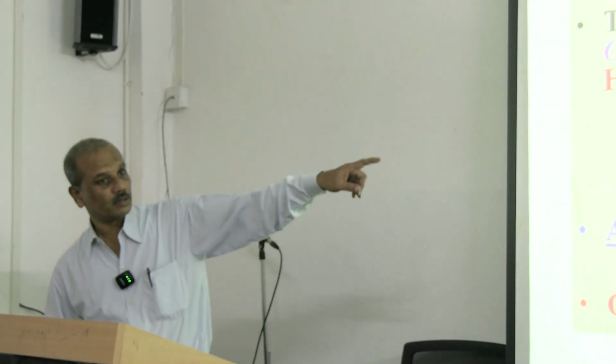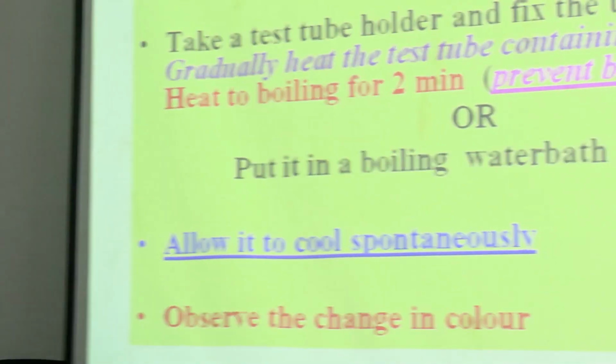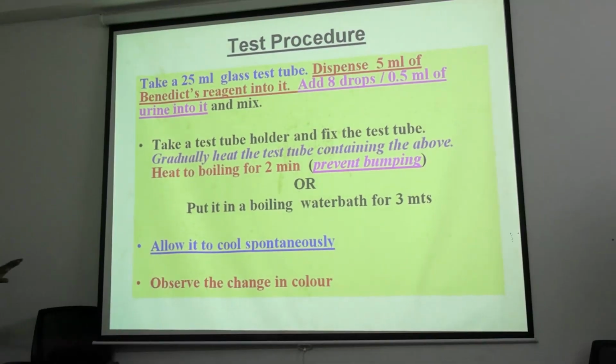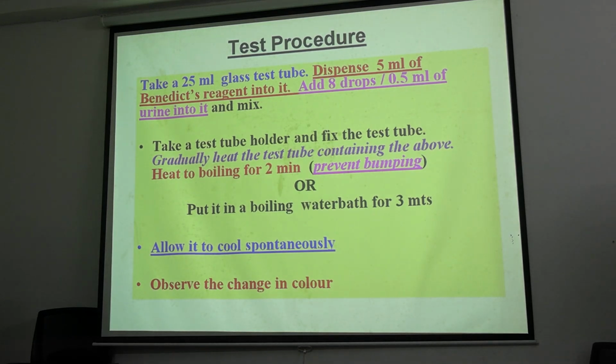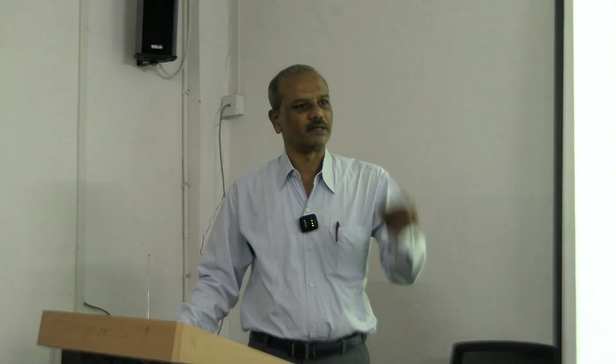So again, I am repeating, prevent bumping and allow it to cool spontaneously. While you are heating, you will be seeing the change in color. The spectrum of color will show; there will be 3 solutions. One will contain high concentration, one medium concentration, and one low concentration. In the examination, usually this type of samples will be given. 3, 4, 5 different types of solution will be given. Even some solutions will be given where there will be no glucose. So no glucose detection is also a finding. Don't think that whenever sugar is there the Benedict test has to be positive. So a negative result is also expected during the examination.